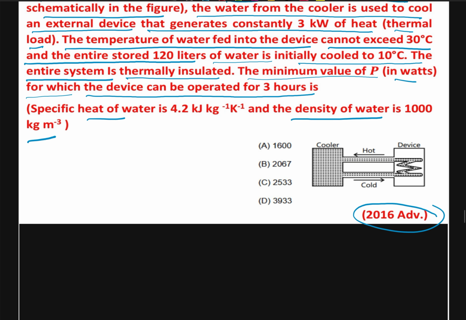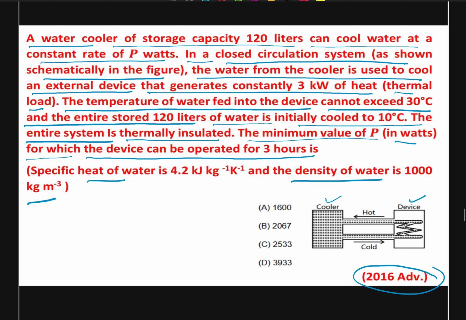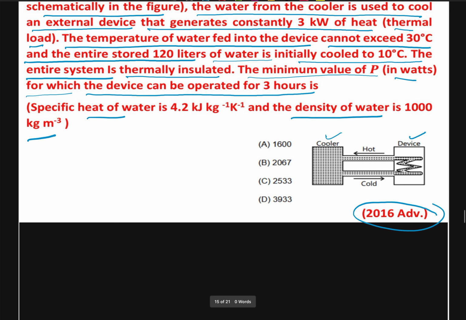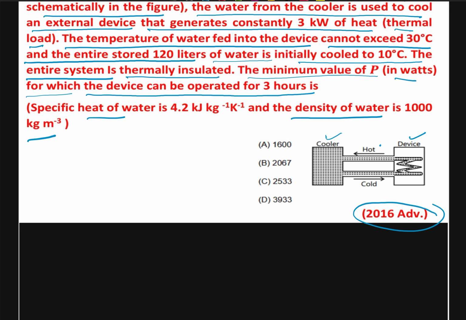So the basic figure is given to us. We have a cooler and we have a device. The cooler is cooling the hot water and the cold water is further given to the device, which is ultimately cooling this device. So this is a cyclic process going on from device to cooler and from cooler to device respectively for hot and cold water.